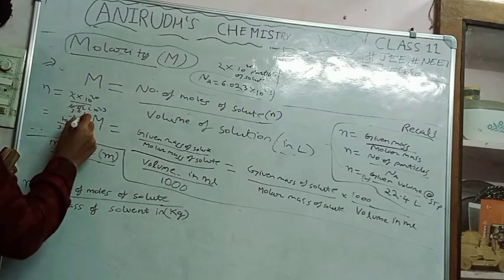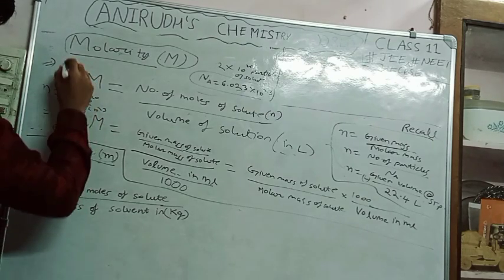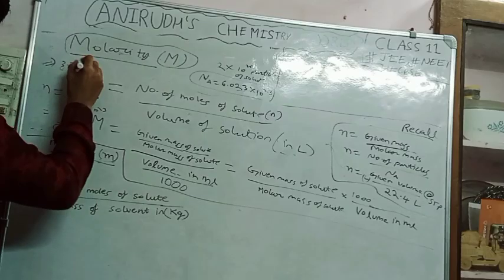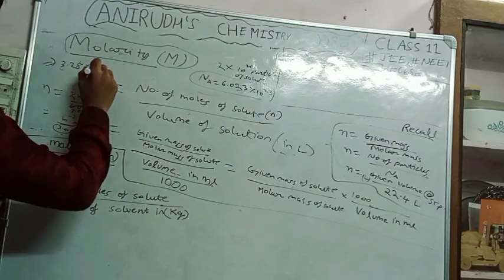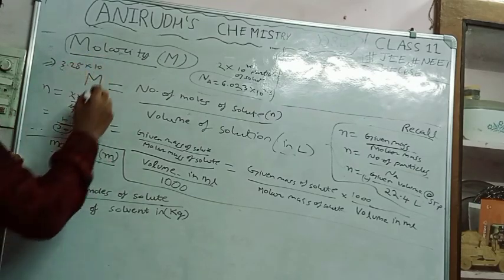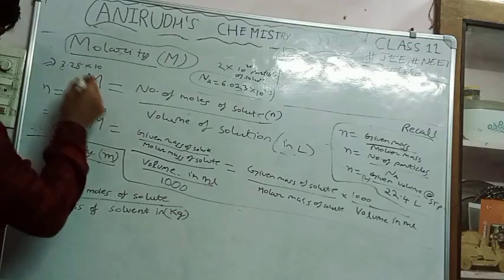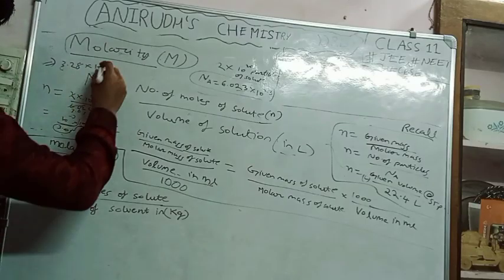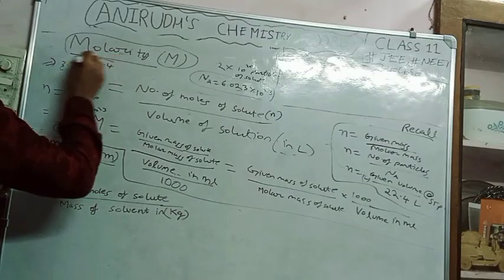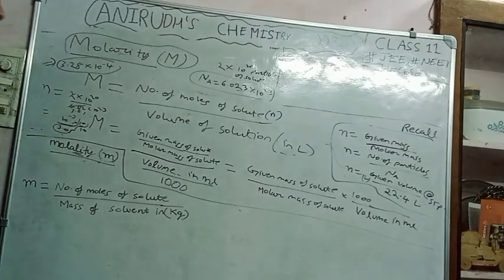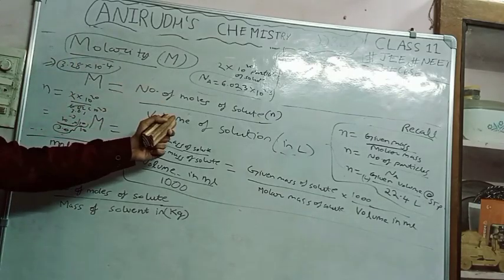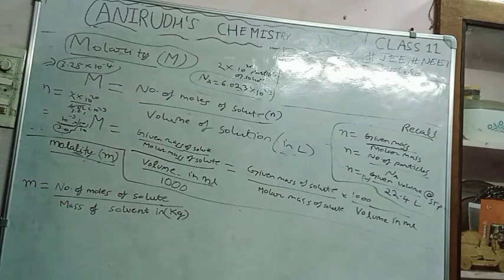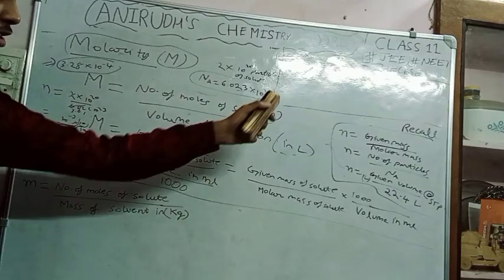You just consider this. It will be 3.28 something, into 10 to the power of 1. If it goes to the denominator, it is 10 to the power of minus 1. Minus 3 minus 1 is minus 4. These are the number of moles. From this number of moles and the volume, just substitute, and you will get molarity. These types of calculations you need to do.